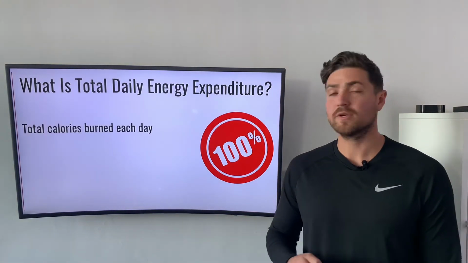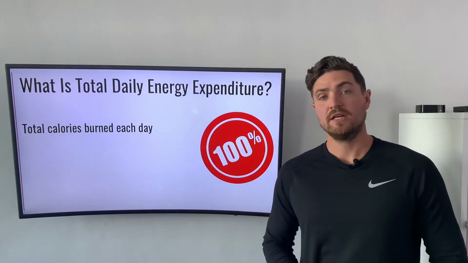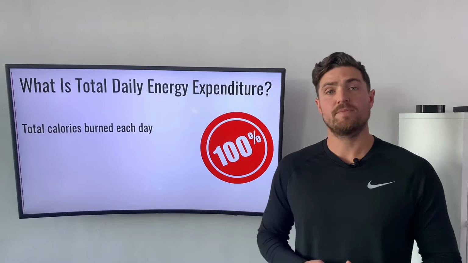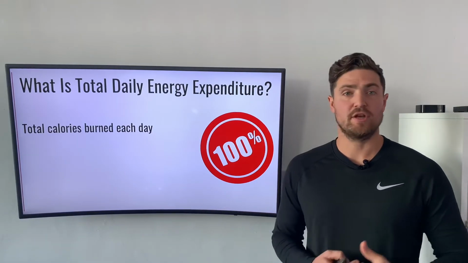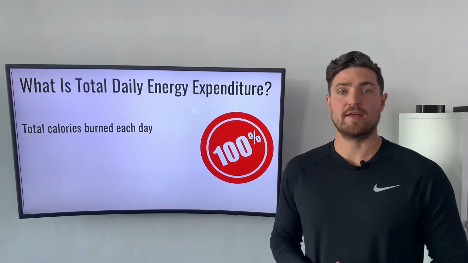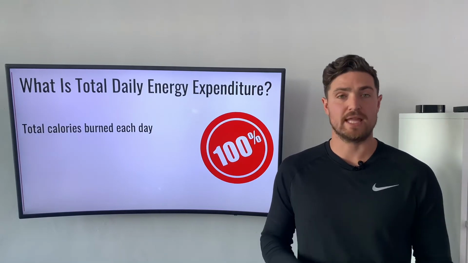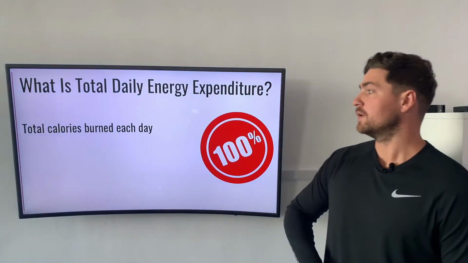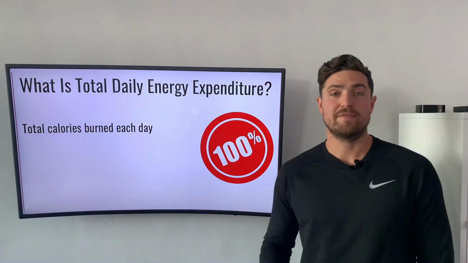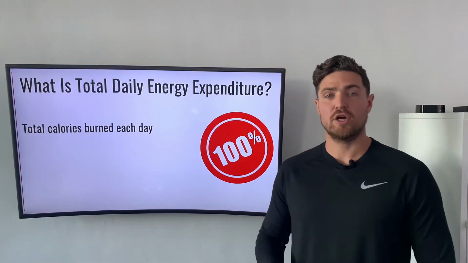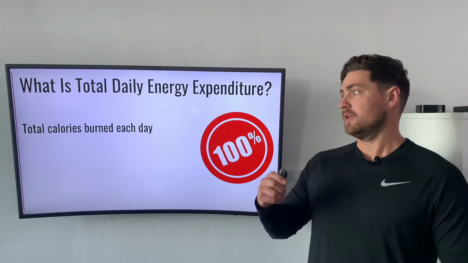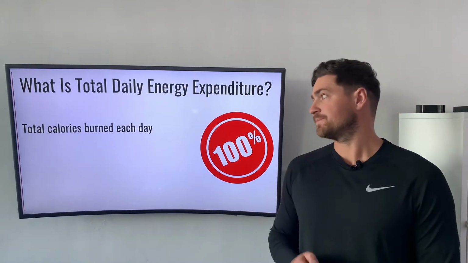It's the total calories that you burn each day. We're going to use this as an average. Obviously it can change day to day if you go to the gym one day, or if you go for a run another day, or if you just sit on the sofa on a Sunday and chill. It's going to be different each day, but we'll look at the average. So whether you're having a lazy day or a busy day, your total daily energy expenditure is 100% of the calories you use that day.